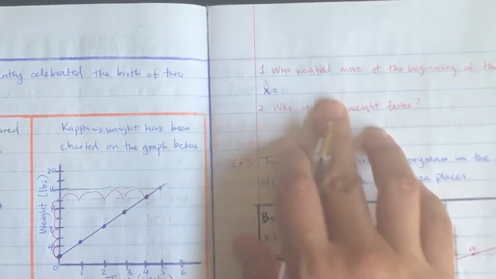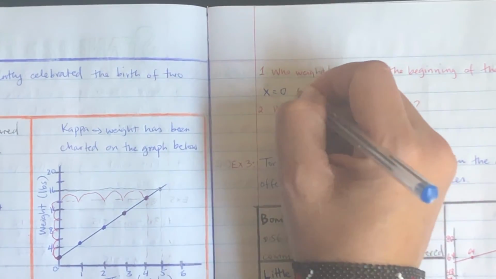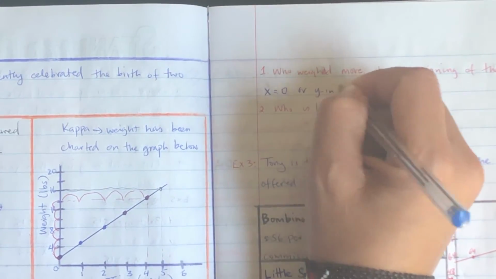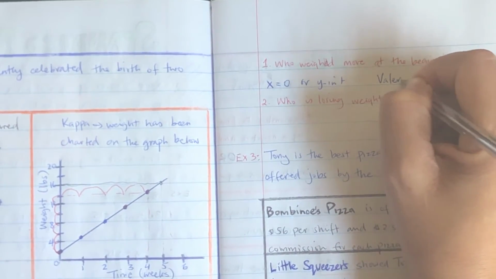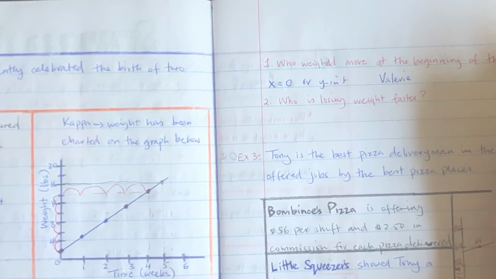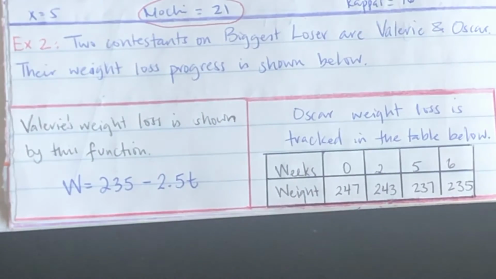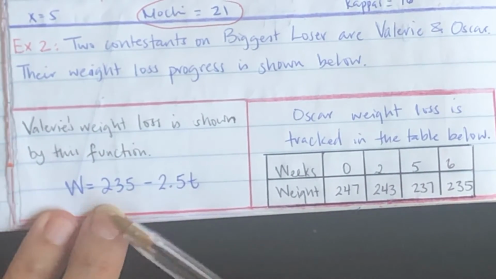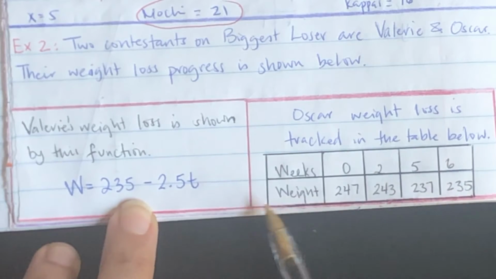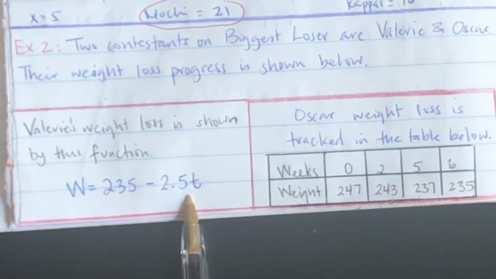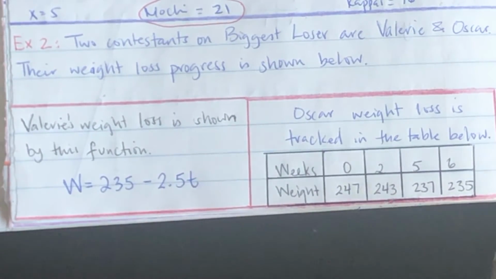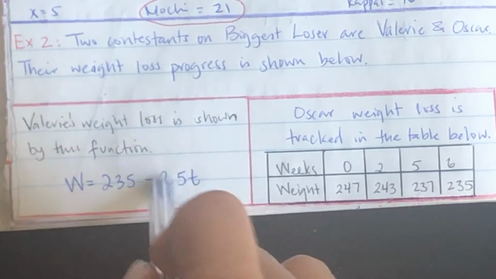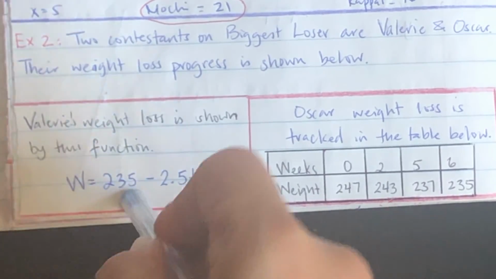What do they start with? Where x is equal to 0 or the y-intercept. And the two people are Valerie. This is a listening check, color in Valerie. And Oscar. Okay, so when x is equal to 0, the y-intercept. So when time is equal to 0. All right, so when t, the time, is equal to 0, what is Valerie? So just plug it in. So when t is 0, that becomes 0. So the weight is 235.